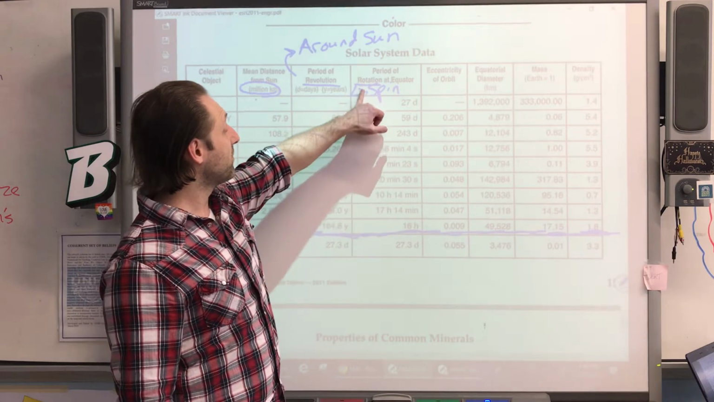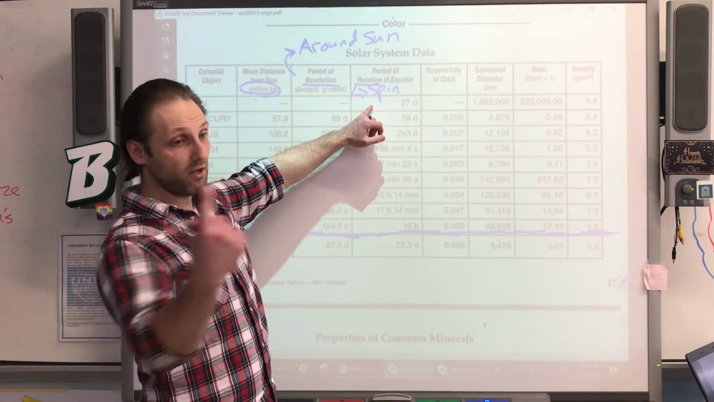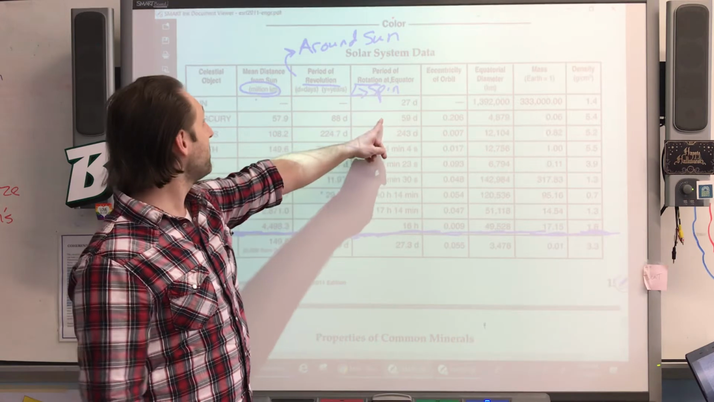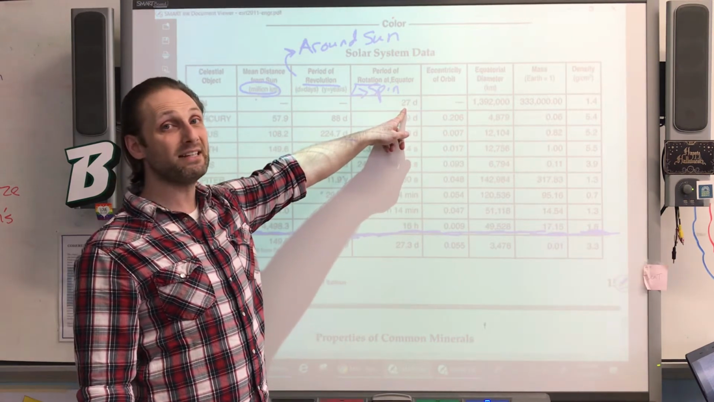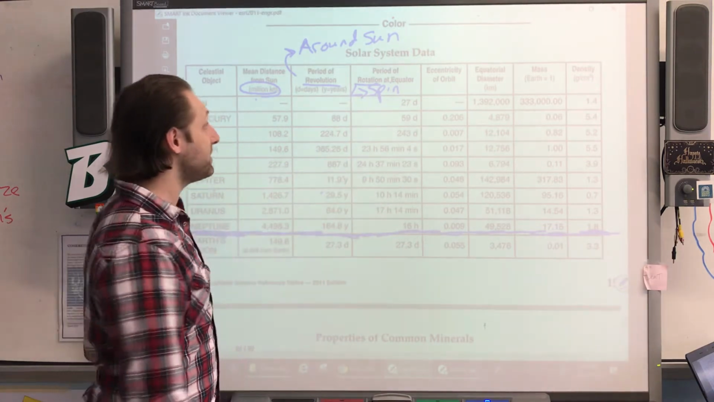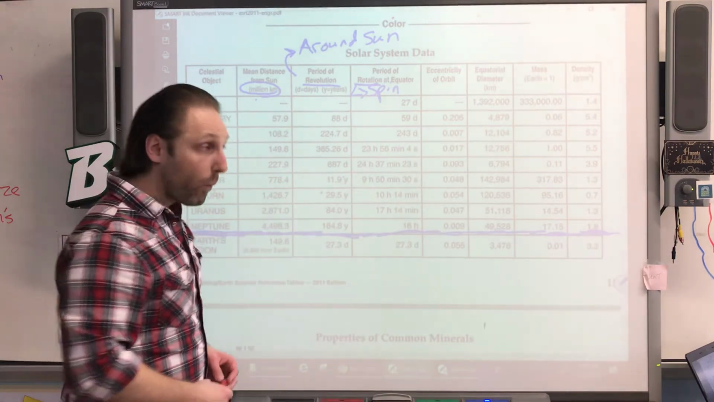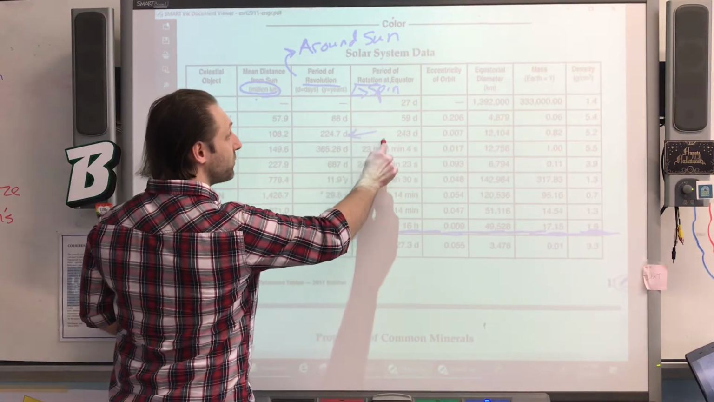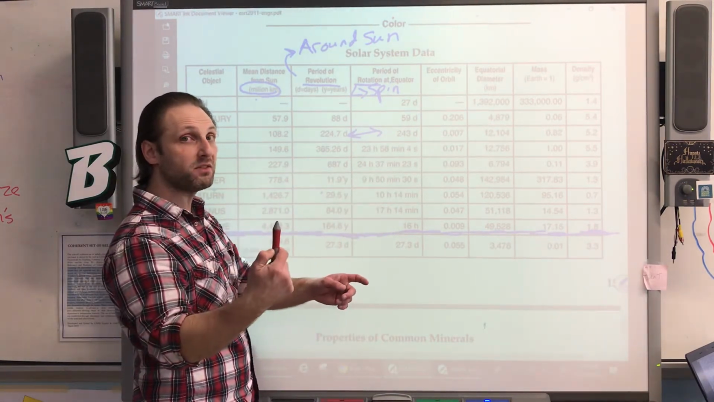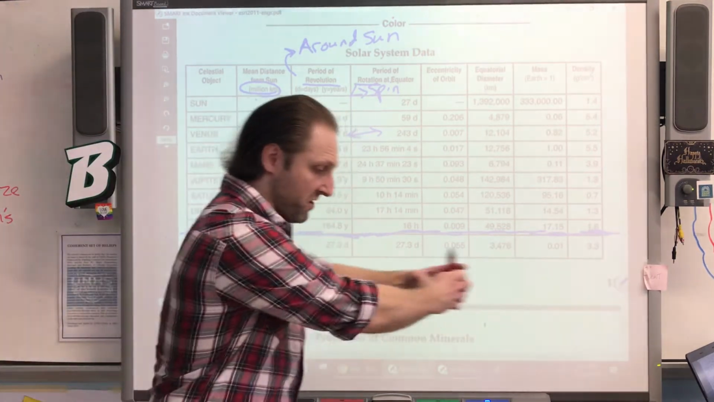Okay, rotational period of time. So how long does it take for these planets to rotate once in Earth hours or days? Notice it takes the sun 27 days to rotate once. It takes Mercury 59 days. It takes Venus 243 days. Okay, so one thing to point out here with Venus, the amount of time it takes Venus to rotate once is longer than it takes the whole planet itself to go around the sun once.